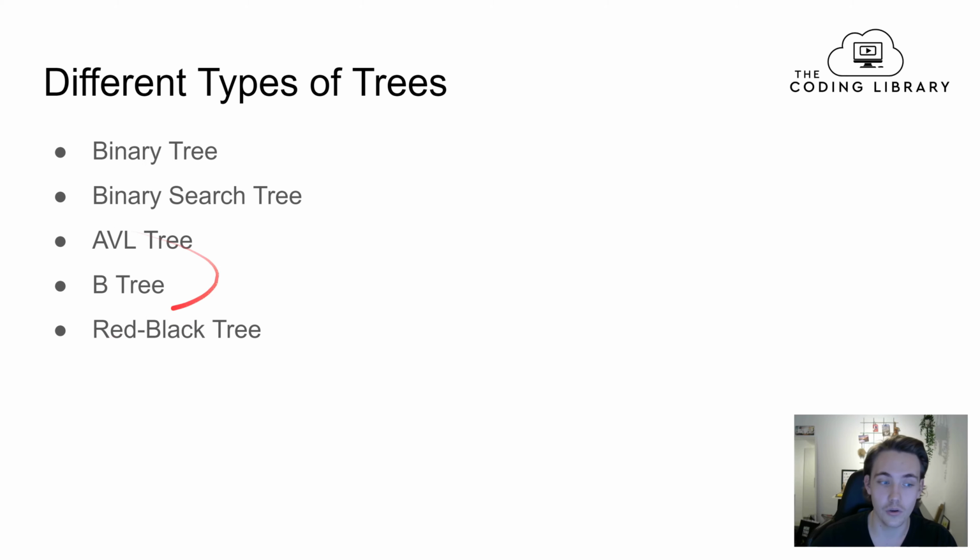And we also have something called a B tree and a red black tree, but I'll come back to that in later videos and go more in depth with some of those trees, because they have some other kinds of properties that can be used for different situations.